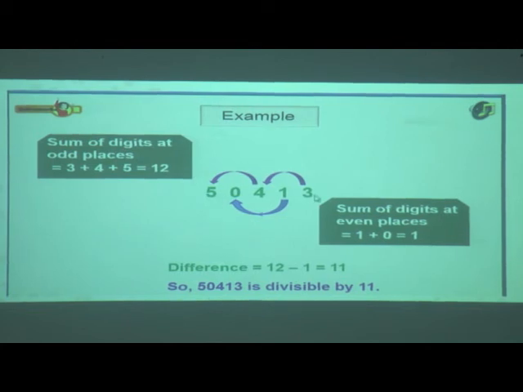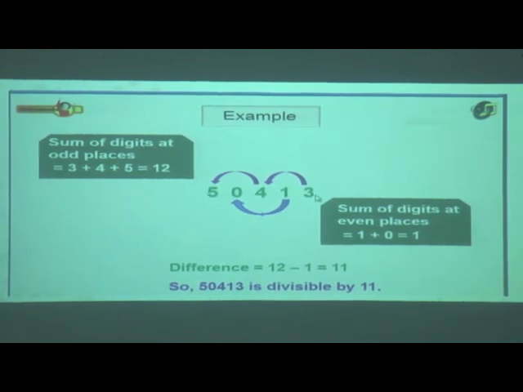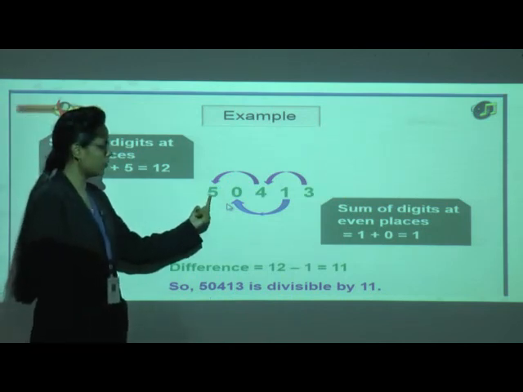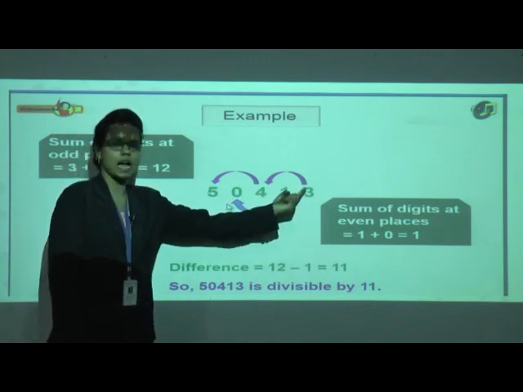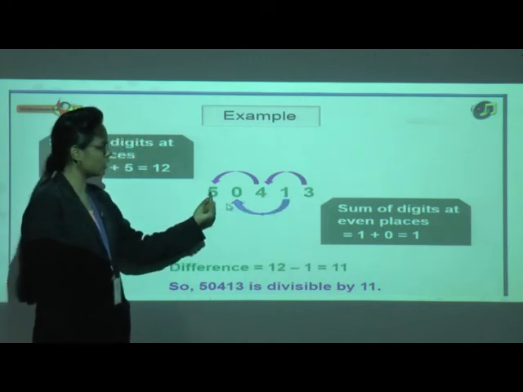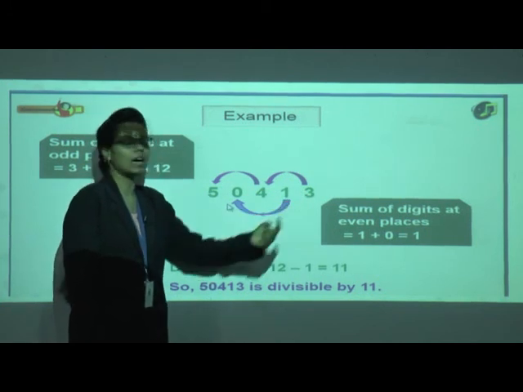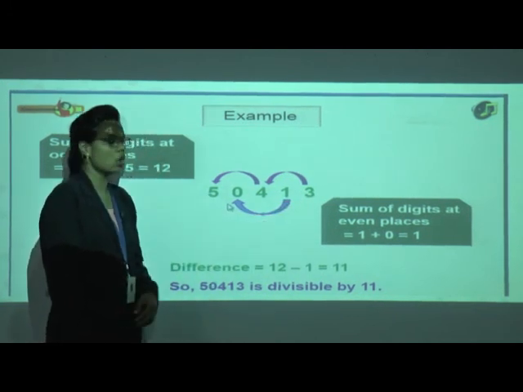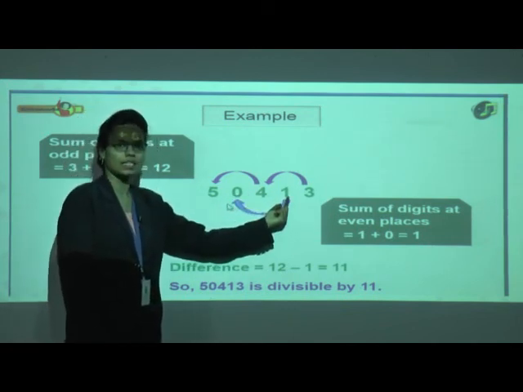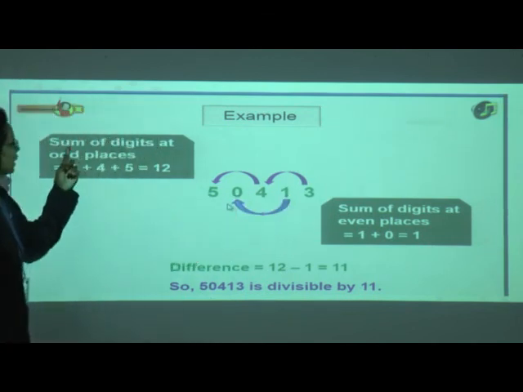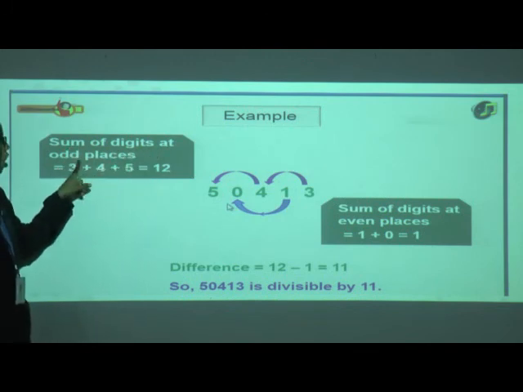This is the number. It's a 5-digit number. Now first of all we have to take its odd places. Now you can see here, it's a 5-digit number. This is the first place, this is the second place, this is the third place, fourth place and fifth place. So first, third and fifth are its odd places, and the second and fourth are its even places. So first we are going to find the sum of digits at odd places.